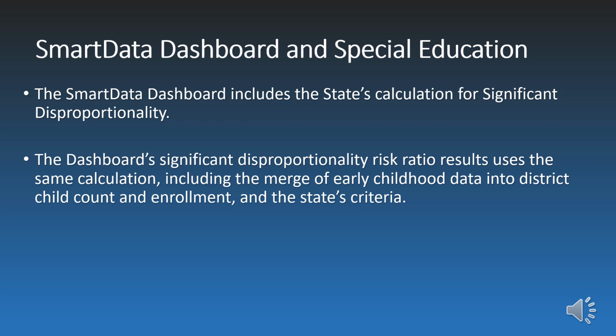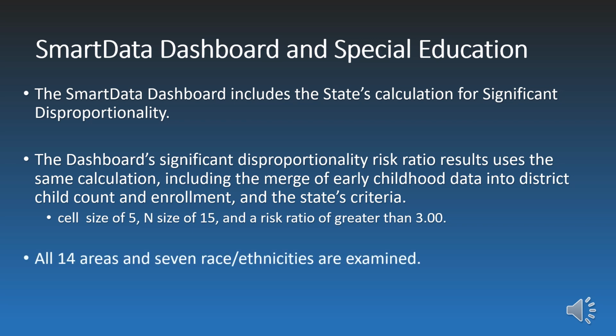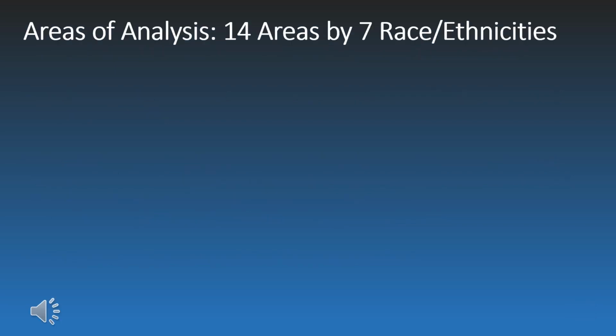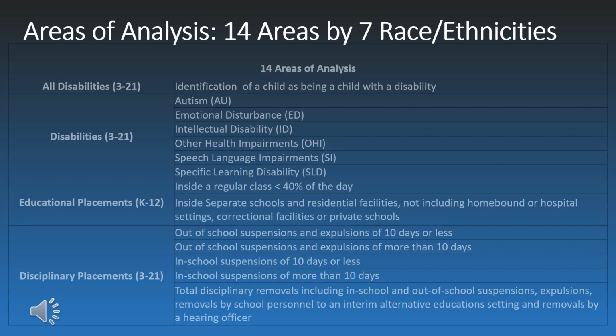As previously stated, the dashboard's significant disproportionality risk ratio results use the same calculation, including the merge of early childhood data into district's child count and enrollment data and the state's criteria, which includes a cell size of 5 and n size of 15 and a risk ratio of greater than 3.00. All 14 areas and 7 race ethnicities are examined. Nightly, SmartData generates new risk ratios for each of the 14 areas and 7 race ethnicities.